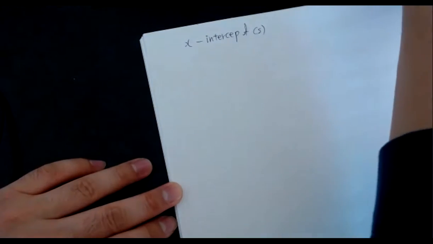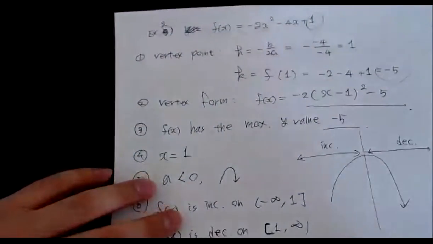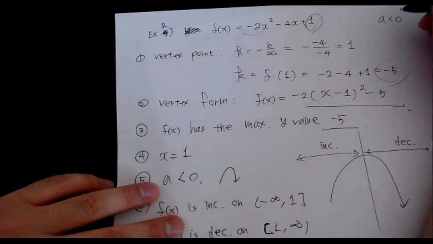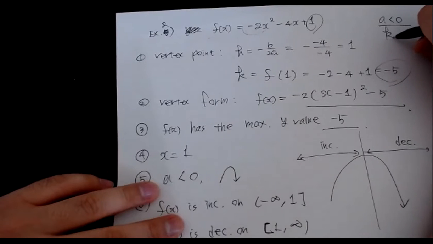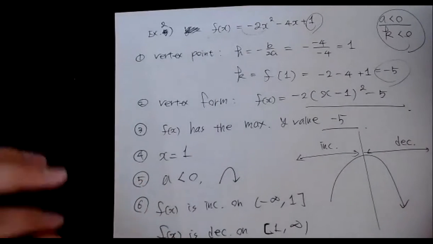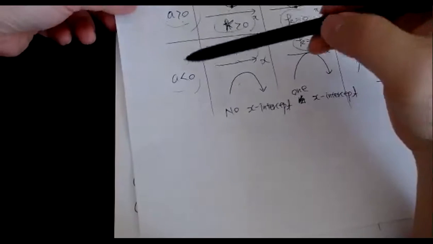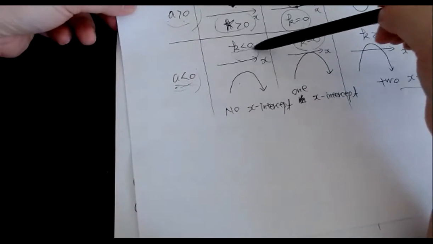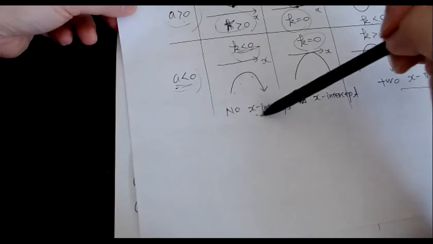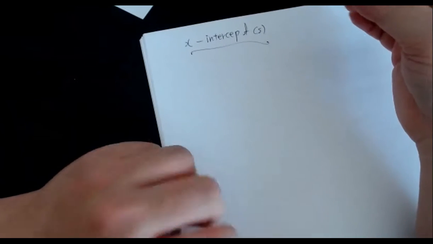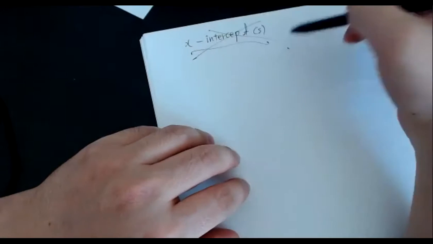By the way, how many x-intercepts does this function have? The leading coefficient a is less than 0, right? And then what's k? k is -5, which is less than 0. So the sign of a is the same as the sign of k, right? If the sign of a is less than 0 and the sign of k is less than 0, then that parabola does not have an x-intercept. So here, I'm not going to try to find the x-intercept because we know this function doesn't have one. Okay, so let me skip finding the x-intercept.